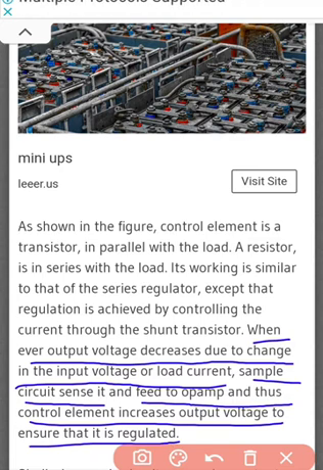Whenever there is an increase or decrease, rather, it can't be increased because there is a shunt mechanism, so it must decrease. Whenever the output voltage decreases due to a change in the input voltage or load current, the sample circuit senses it, because it is connected to the error detection mechanism, and feeds some part of it to the op amp, and thus the control element increases the output voltage to ensure that it is regulated. Obviously, if there is a decrease on one side, there must be an increase so that it can be balanced.